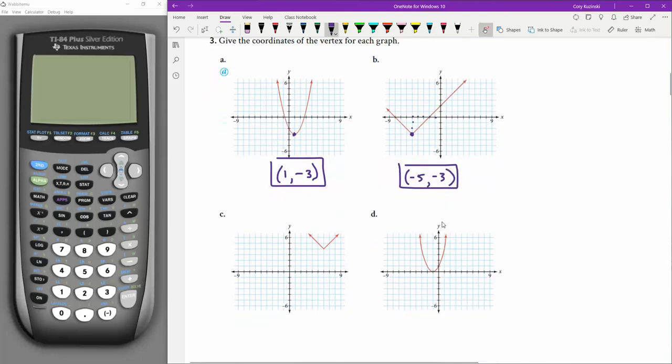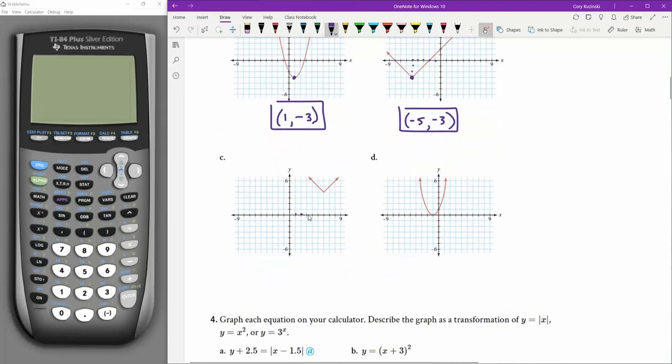Not too much going on there. 1, 2, 3, 4, 5, 6 to the right. 1, 2, 3, 4 up. So 6, 4 are the coordinates of that vertex. We're going to use these in the reason and apply. And this one's just 1 to the left, so negative 1, 0. That's it.